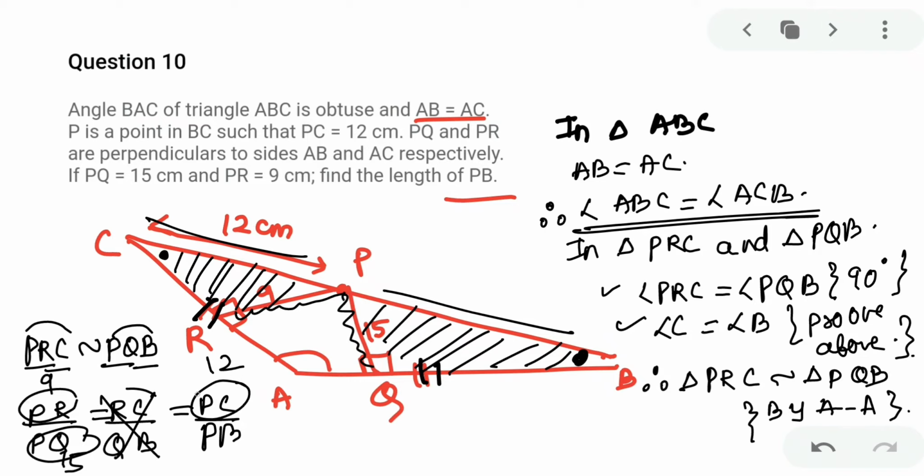So this is not required in between. So you can just eliminate this or invisible kar do, usko cut mat karo. So then you have 9 upon 15 is equal to 12 upon PB. Cross multiply and get the value of PB. Easy.